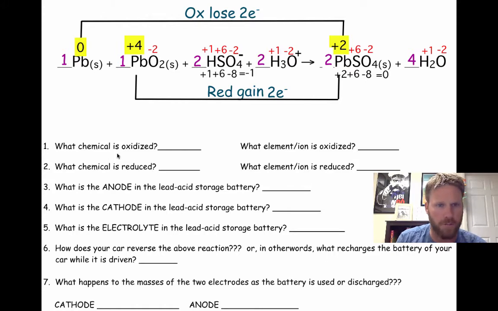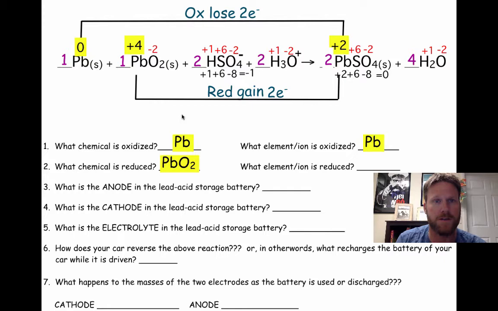So let's answer these questions about the lead storage battery. What chemical is oxidized? Well, oxidized means losing electrons. That was lead. What element was oxidized? Well, in this case, the chemical that's oxidized is the element lead. So that's actually the same answer. We can see the chemical that is being reduced is PbO2, but what element or ion specifically is being reduced? That is lead 4+. So that's the difference in those two questions.